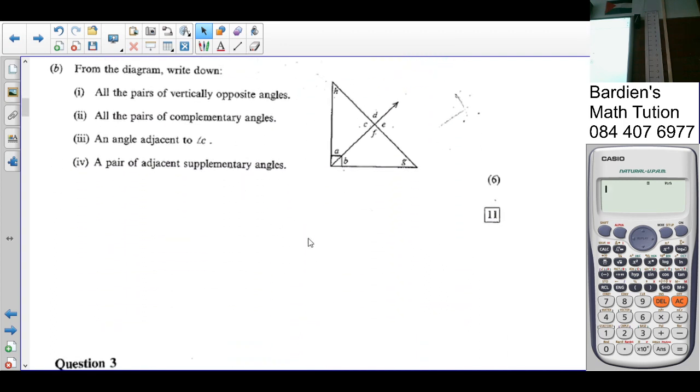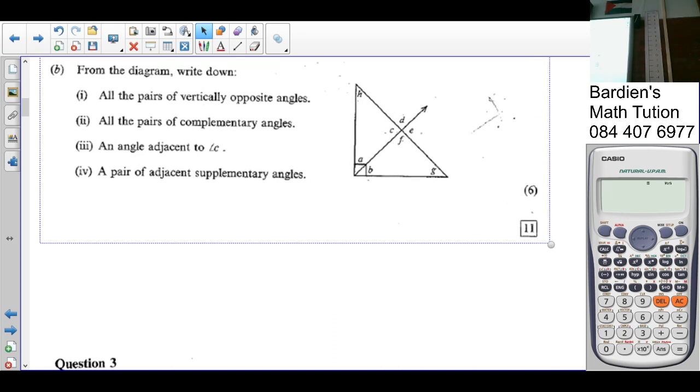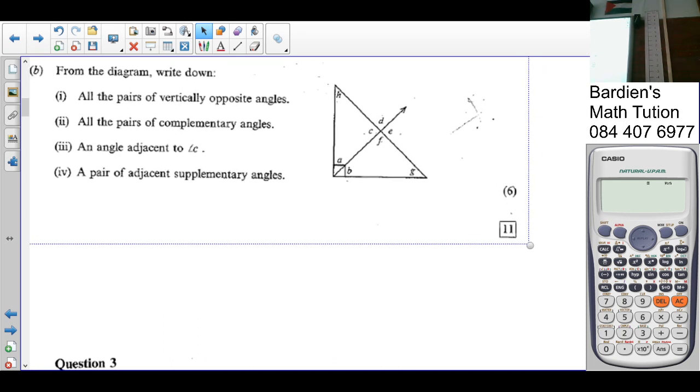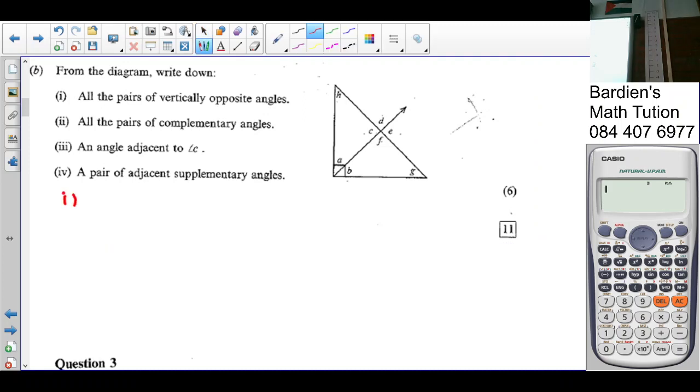Let's look at B. B says, from the diagram, write down all pairs of vertically opposite angles. All the pairs of vertically opposite angles. So you get the first case: D is vertically opposite to F. And E is vertically opposite to C. Not so? Any confusion there?